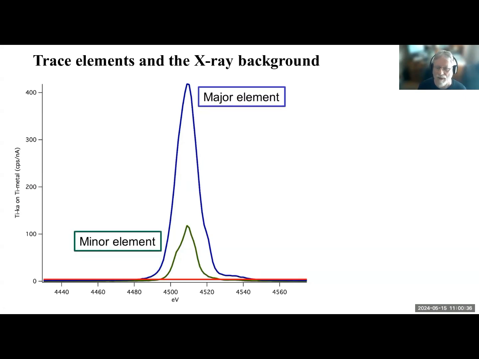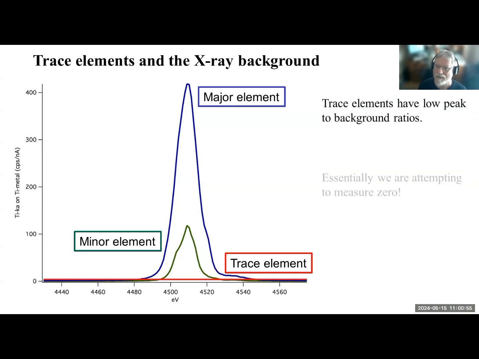For minor elements, we have a medium-sized peak and a low background. And for trace elements, we have essentially a flat line. If you think of 0 as the furthest example of a trace element, then it is a flat line or a curved line, depending on the spectrometer characteristics, but there are no bumps in it.